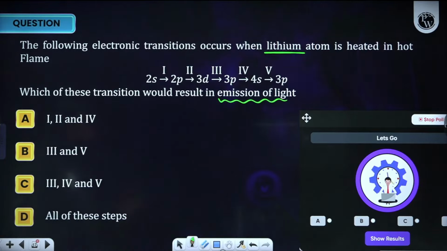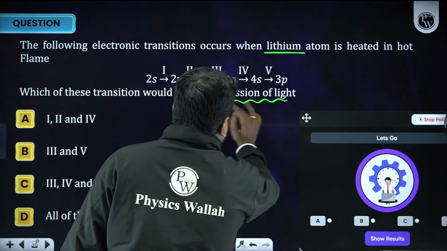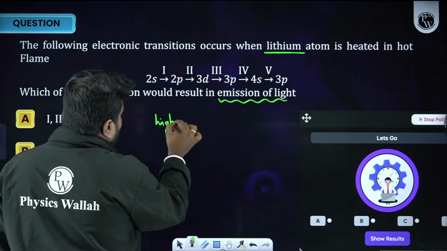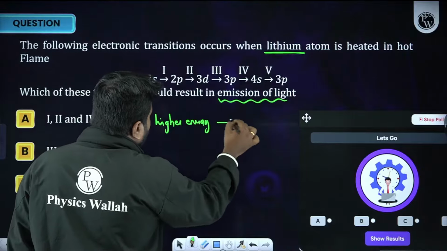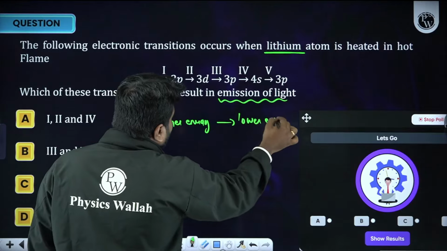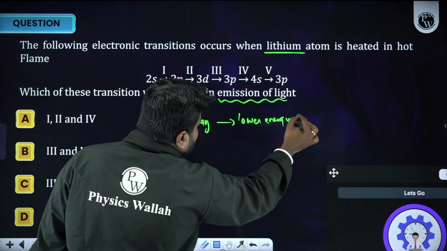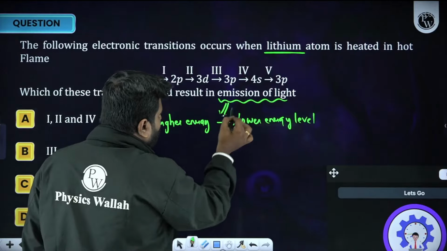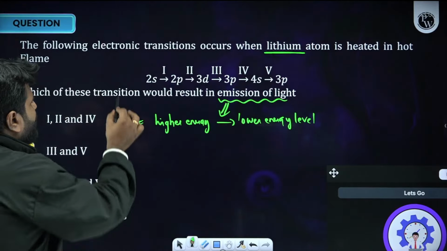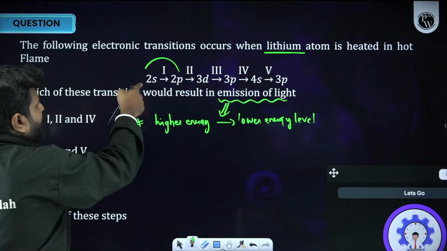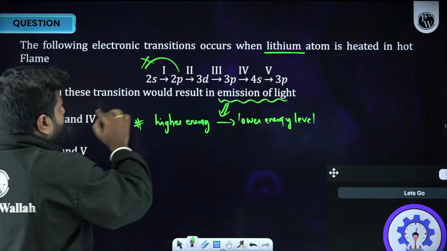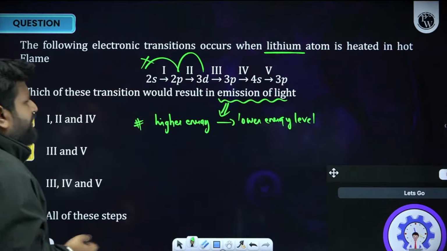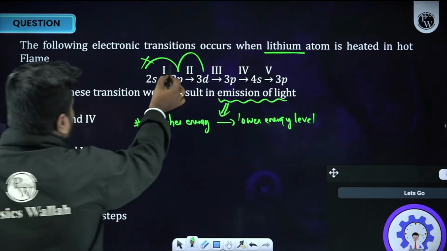Very simple. Listen carefully. When will light emission actually happen? If transition happens from a higher energy level to a lower energy level, then emission of light will take place. So just calculate 2s to 2p. This is lower energy, this is higher energy. Emission will not happen. 2p to 3d. This is lower energy, this is higher energy. The n plus l rule also we can follow. So it will not happen.